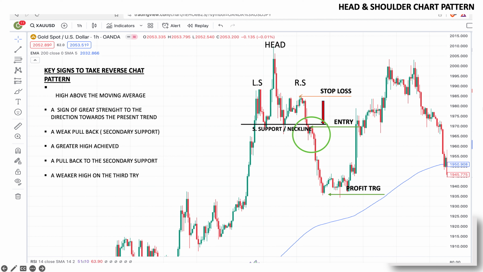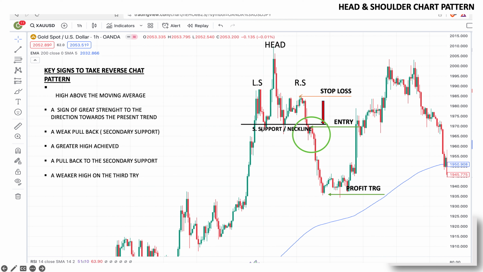So this is a typical graph pattern in gold, which is of high volatility, in an hour chart. You can see a typical head and shoulders pattern. So you can see the left shoulder, the head, and the right shoulder. And we can see the neckline, which is the support.